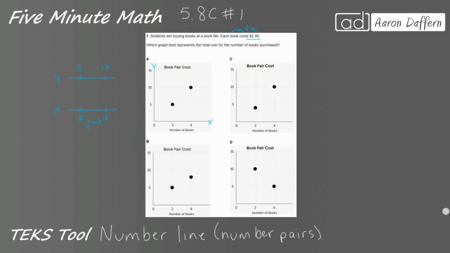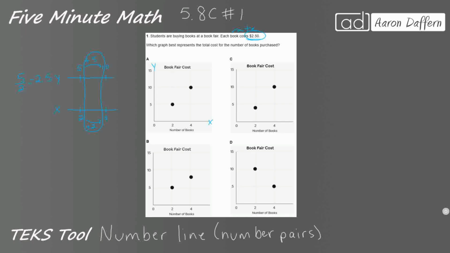And so what we could do here is we can look at the change, right? From 2 goes to 4, so that's a +2. 5 goes to 10, that is a +5. And then what we could do is we can look at that change in y over the change in x, and that's going to give us our rate. So 5 over 2 is 5 divided by 2. That equals 2.5, which is what we were looking at.